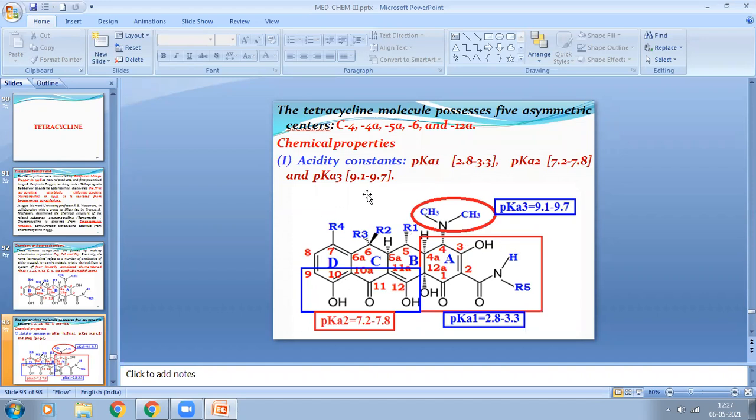So these are the different acidity constants for tetracycline. Next, go for the chemical properties. This is the chemical reaction, the second one.